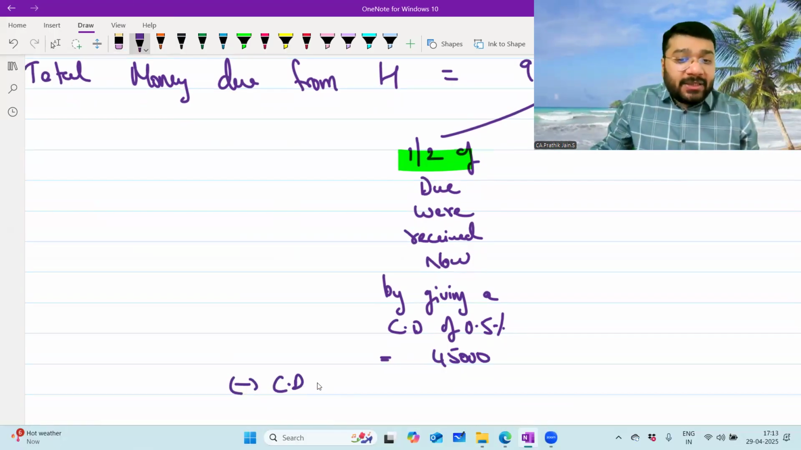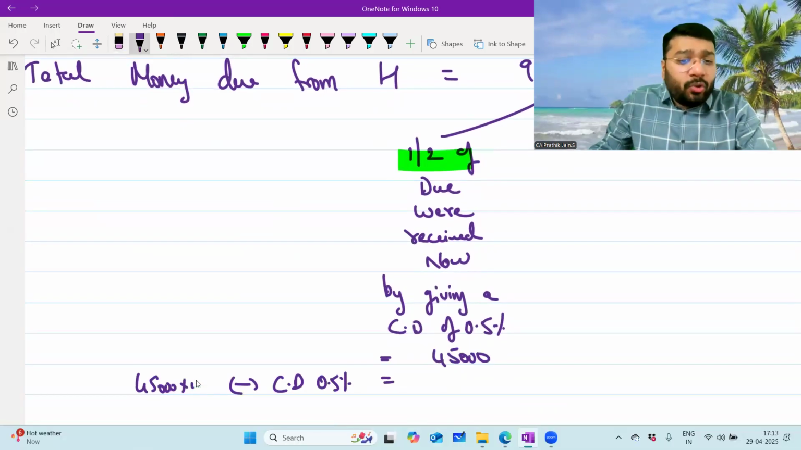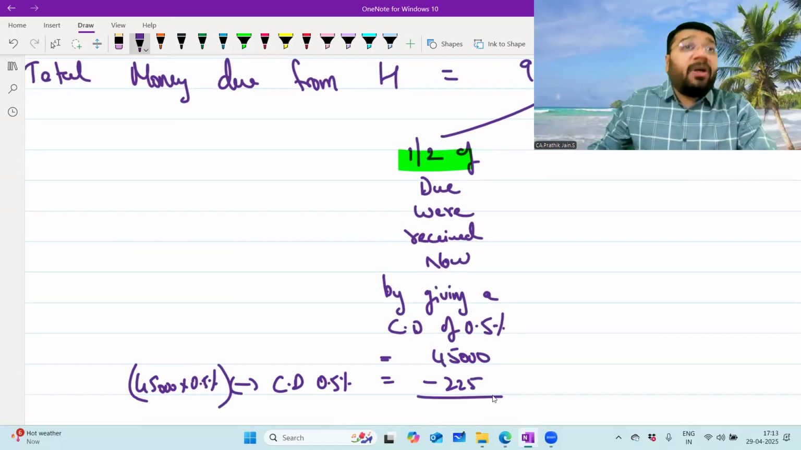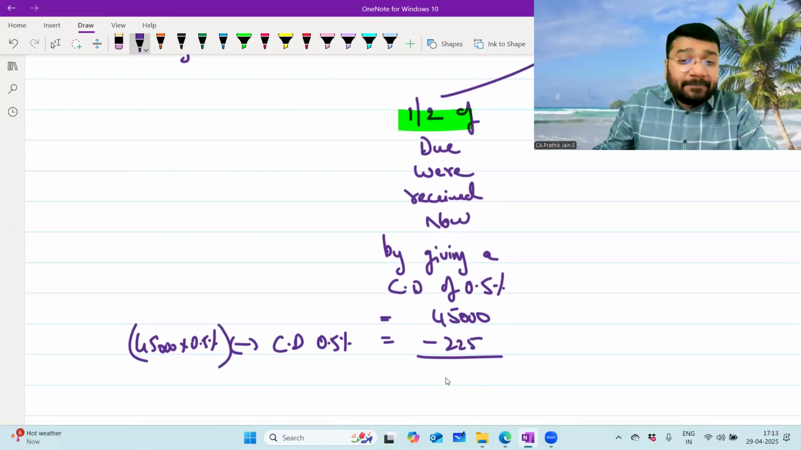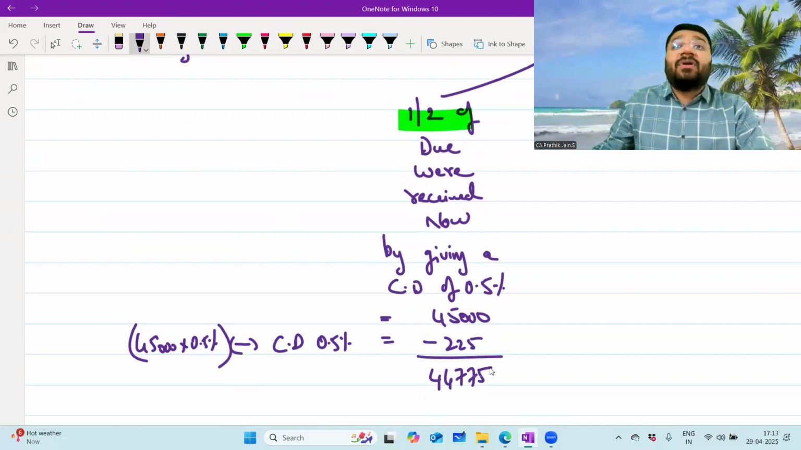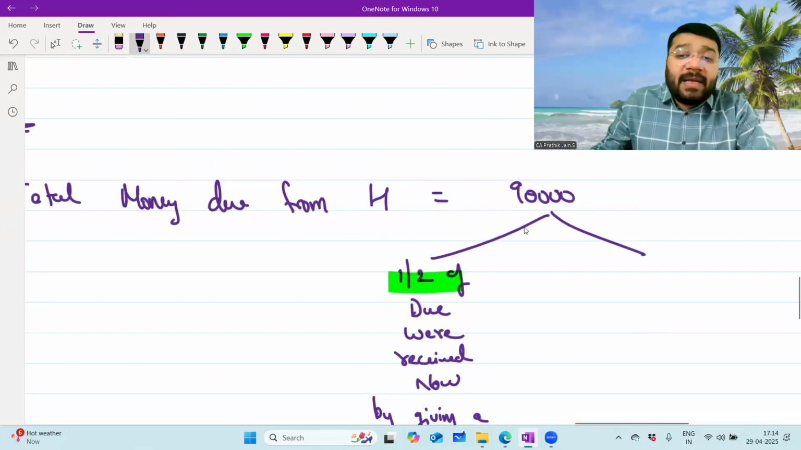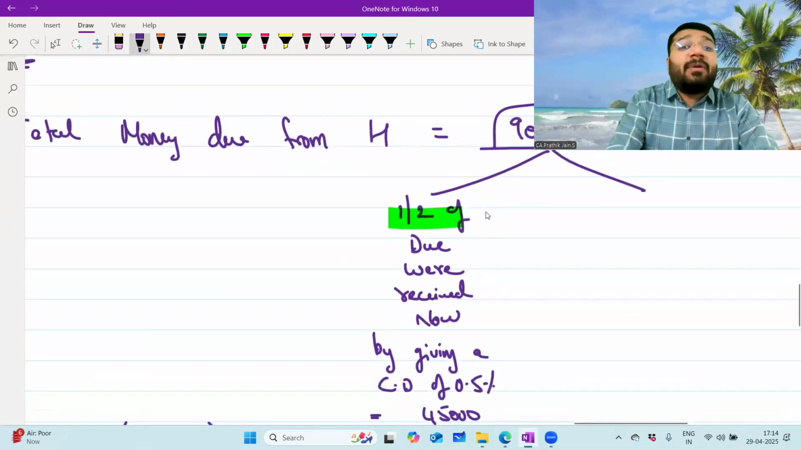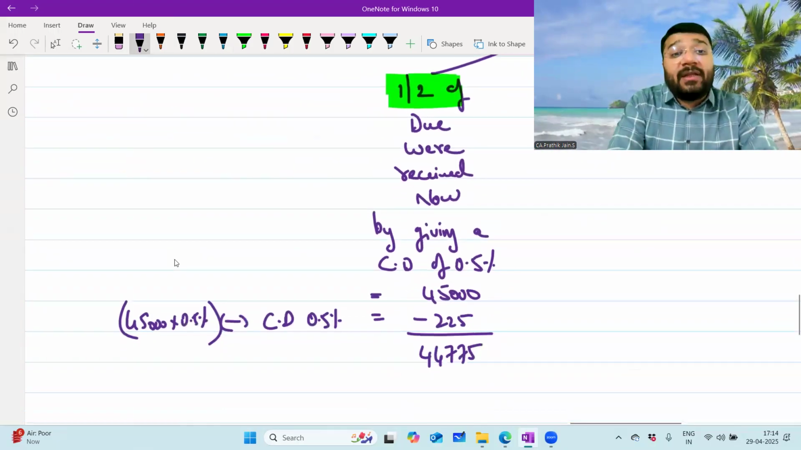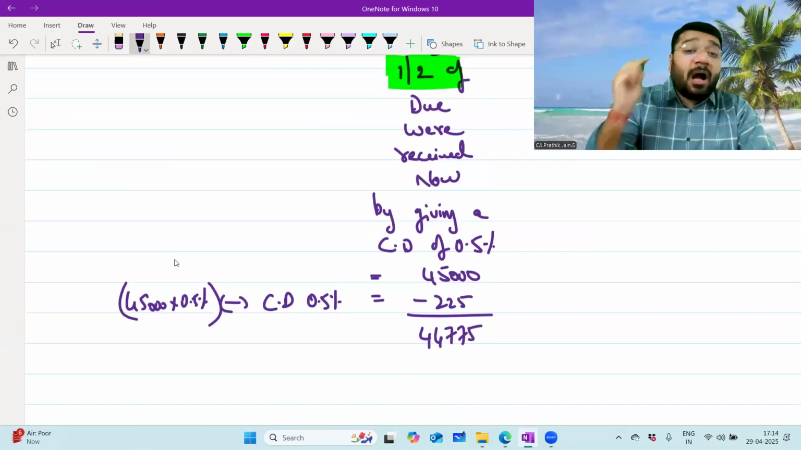Less cash discount, 0.5%. How much? 45,000 into 0.5 percentage. It is how much? 225. So from 45,000, if I minus 225, what is the balance money that I'm getting? 44,775. So now you're receiving how much money from him? 44,775. One more time. Total, how much money are you expecting from him? 90,000. In there, how much money is paying now? Half of the dues is paying now. How much? 45,000. Is he paying the full 45,000? No, because you have offered a 0.5% cash discount. You're telling, don't pay me 225, pay me the balance.